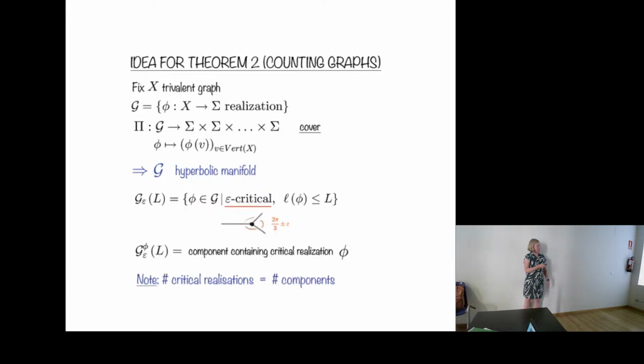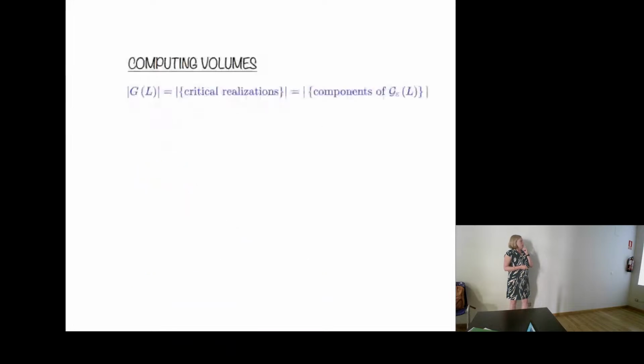Alright, let me see. Yeah, okay. So now, I guess we noted this before too, but the number of components of this thing is the same as the number of critical realizations. So we want to find how many components this thing has. Alright, so I'm going to show an example where these things make more sense, but let me just say it more generally. Remember that this, by definition, is just the critical realizations, and we just said that's the same as the number of components.